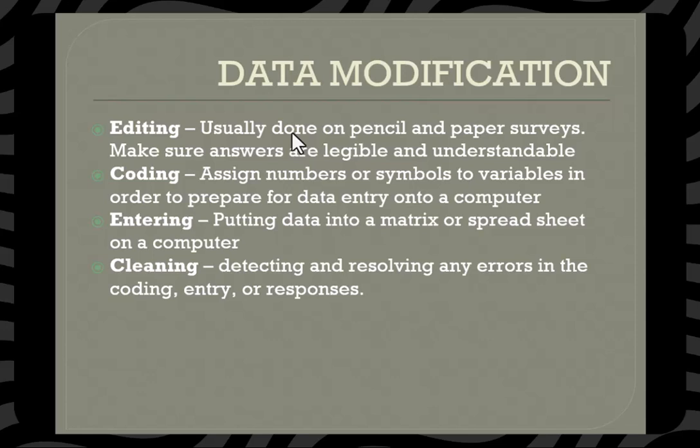We also then need to code, or assign numbers or symbols to variables, in order to prepare for data entry onto a computer. For any sort of nominal or ordinal level measurements, we need to be able to assign a numerical value to those categories so that the computer can read those entries. Next, we need to enter this data into a data matrix or a spreadsheet on a computer so that the computer can analyze it. And finally, we need to go through this matrix looking for, detecting, and resolving any errors that might have occurred during this process.